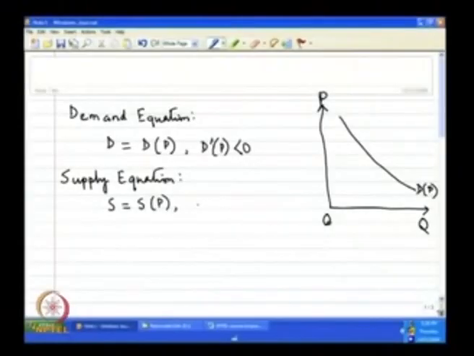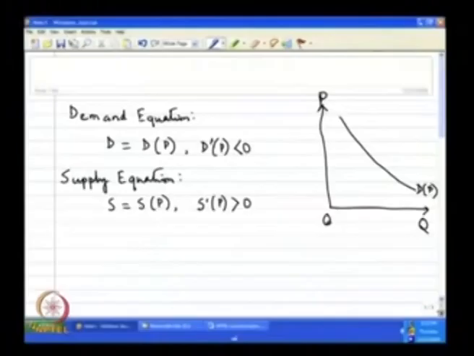What kind of function is it? With reasonable justification, it can be argued that S prime P is positive, which means that if price in the market rises, it is most likely that the people who are selling goods will offer more goods to be sold. This is just the opposite of the demand side. If price rises, obviously the buyers are going to buy less. It is not very worthwhile to buy goods when they are very costly. But if the goods are costly, the suppliers, the sellers, will be very keen to sell more in the market. That's why S prime P is positive. If P rises, S also rises. S represents the quantity supplied. D represents the quantity demanded.